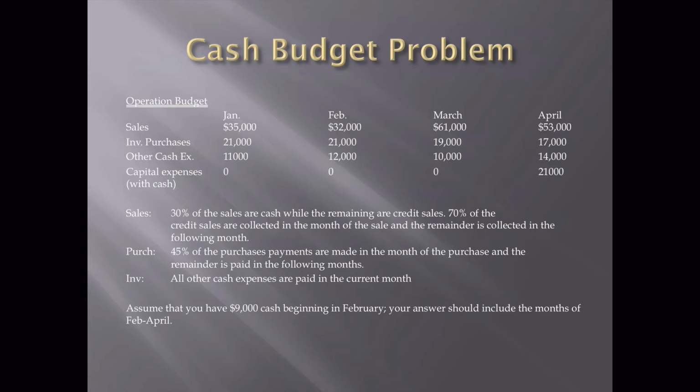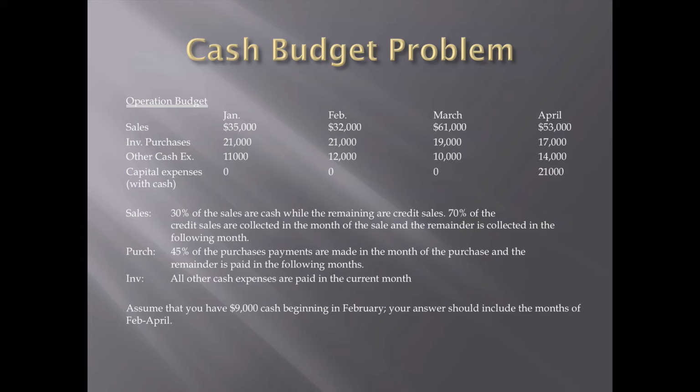And then by using historical data, we would know that 30% of our sales are cash and the remaining are credit. Of those credit sales, 70% are collected in the month of the sale, and the remainder are collected in the following month. And for our purchases, we pay for 45% in the month of the purchase, and the remainder we pay in the following month.